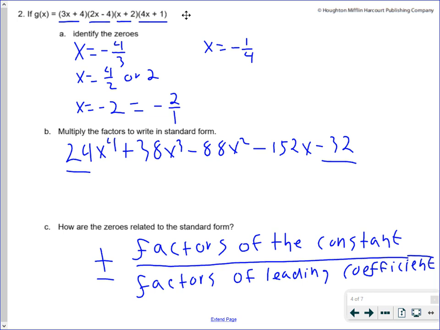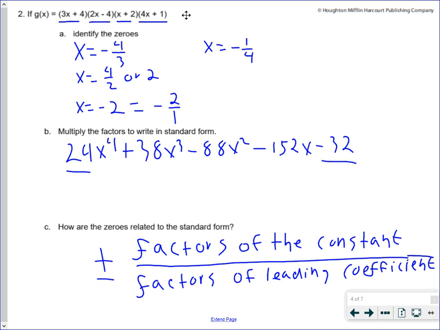So that holds. And lastly, negative 1 over 4. 1 is a factor of 32, and 1 is a factor of everything. And negative 4 is a factor of 24. So that holds as well. Okay, that's not really how you use C, but that's how you can see that C is actually true, and every real rational zero of any polynomial will always follow this property of factors of the constant over factors of the leading coefficient.